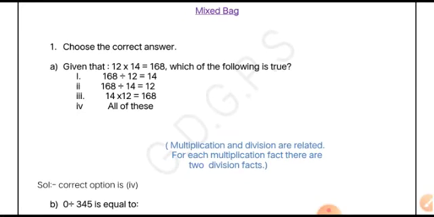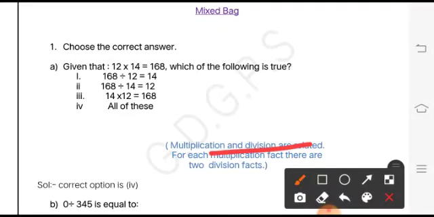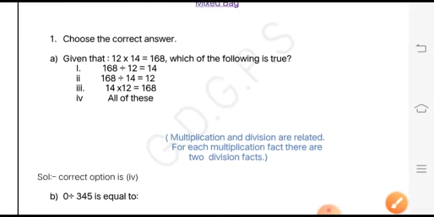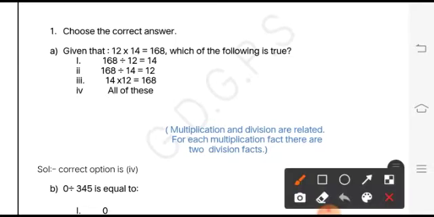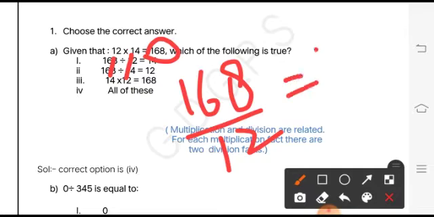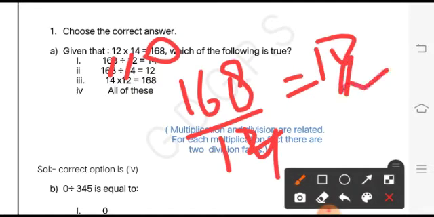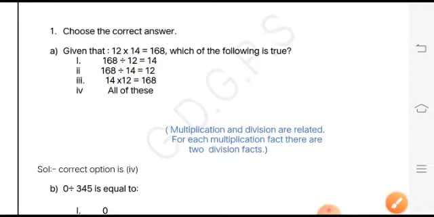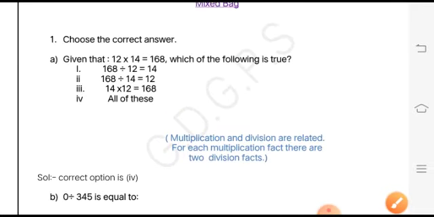First part goes like this. Given that 12 into 14 is 168, which of the following is true? This part is based on the relationship between multiplication and division. As all of you know, whenever we have a product of two numbers, if such a product is divided by any of these two numbers, the quotient is the other number. That means if 168 is divided by 12, we get quotient 14, and if it is divided by 14, we get the quotient 12. That means both the two parts are correct.